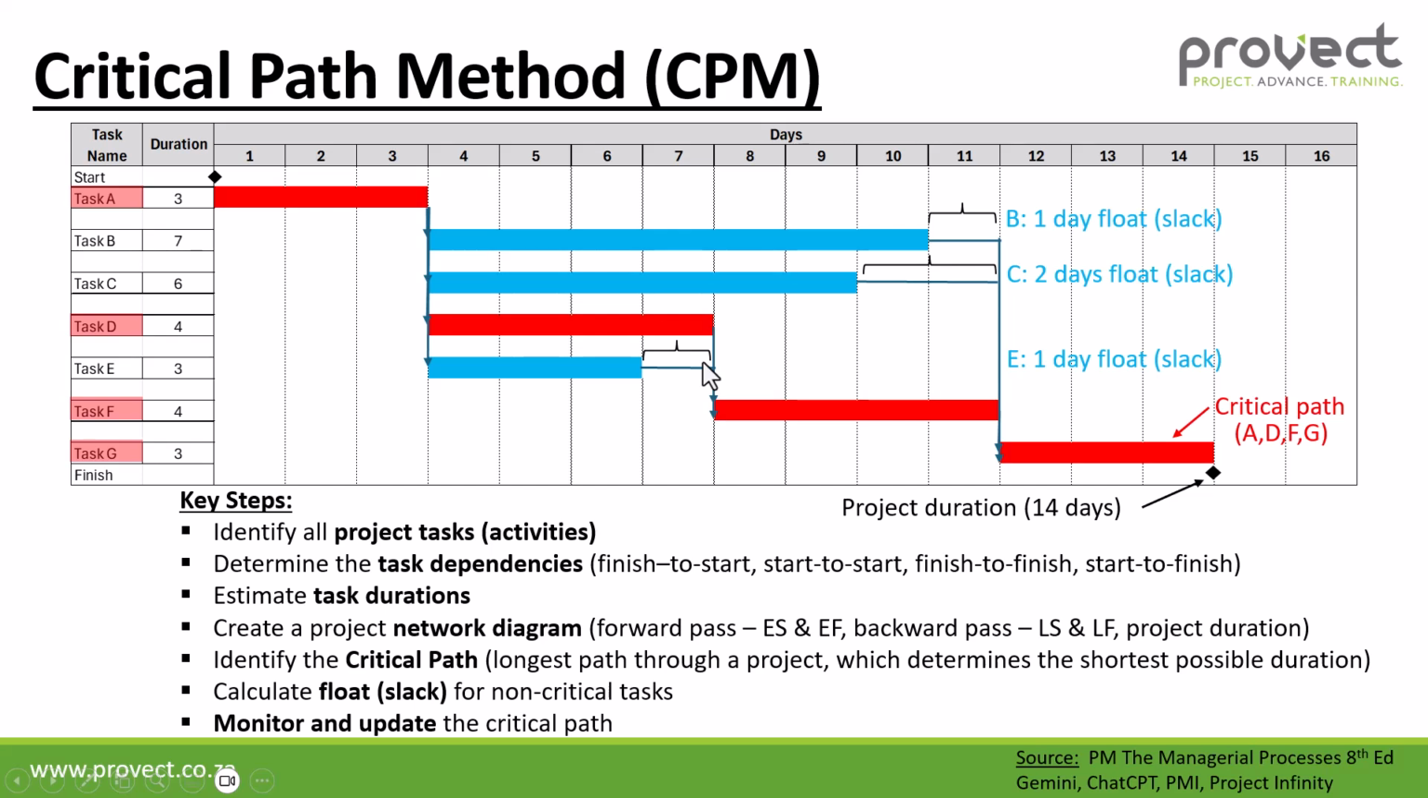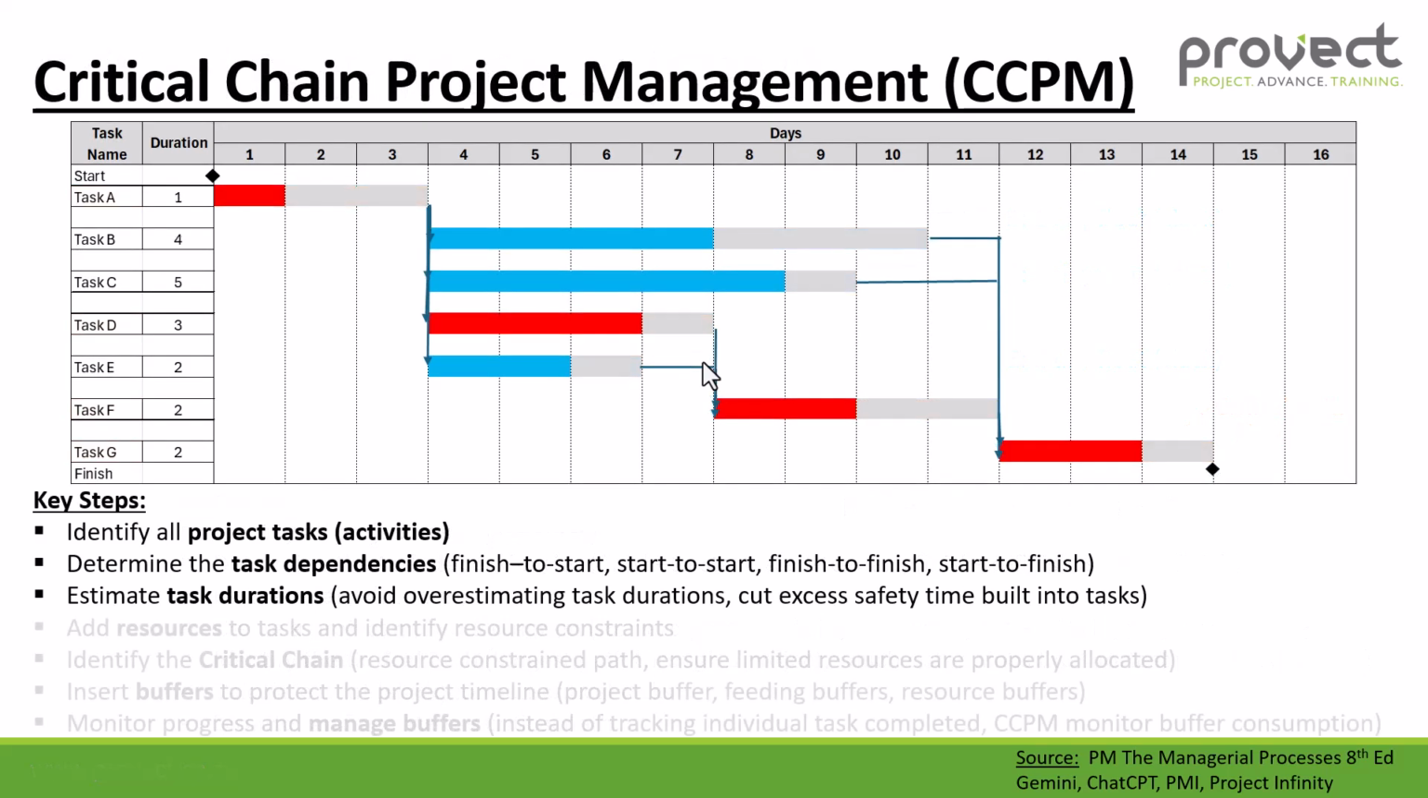And lastly, we need to monitor and update the critical path throughout our project lifecycle. Now let's have a look at an example of our critical chain project management. Also very similar, starting off with identifying all our project tasks, determine your task dependencies, but then important on your task durations.